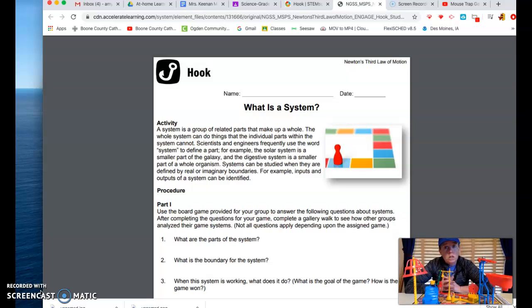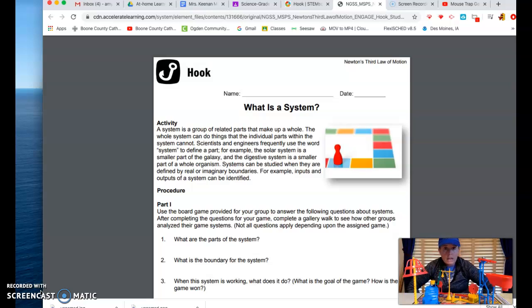And this week we transition to Newton's third law. Last week we were talking about Newton's second law, which means force and acceleration, the speed and the direction in which an object is moving, and the mass of the object in regards to the amount of force that is needed to make it move. This week we're moving into Newton's third law.